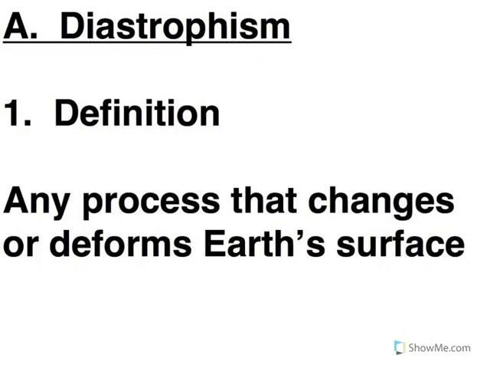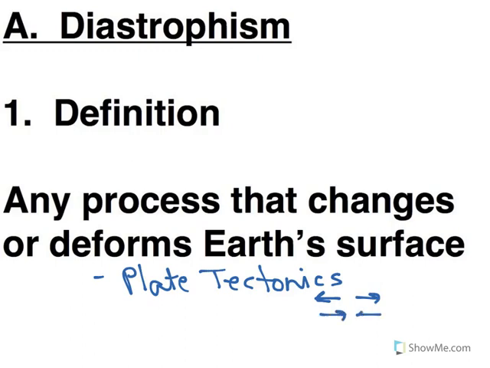So our definition of diastrophism: any process that changes or deforms Earth's surface. So obviously plate tectonics is going to have an effect, because all of the things that are happening with plate tectonics, whether plates are moving apart, towards each other, or parallel to each other, all involve affecting and deforming Earth's surface. So stress and strain refer to the things that are actually happening.